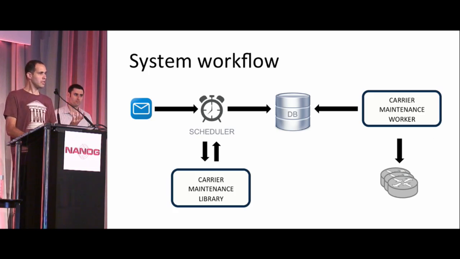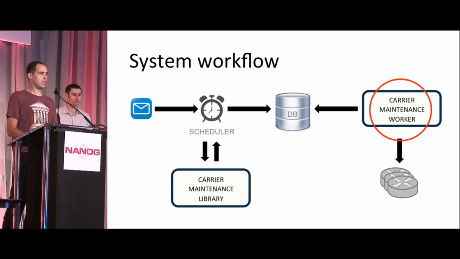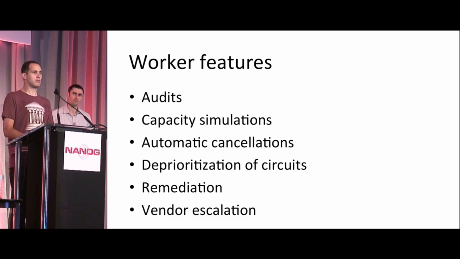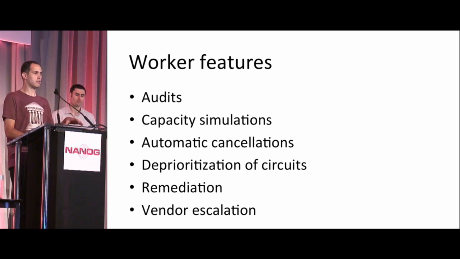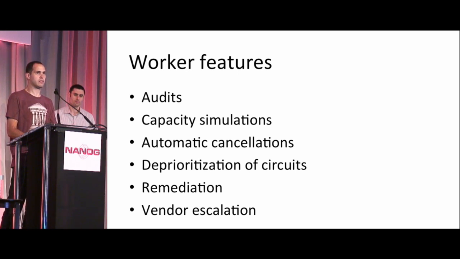So now let's talk a bit about the worker. There is a set of features that we support in the worker. One of the main ones is audits, and before the maintenance starts, we do one important audit, which is capacity simulations. The capacity simulations, we do it periodically in our network, so we leverage this system in the worker. We just do a refresh when the maintenance is about to start. And the idea of this is to check if the maintenance may affect us when it's going to happen.